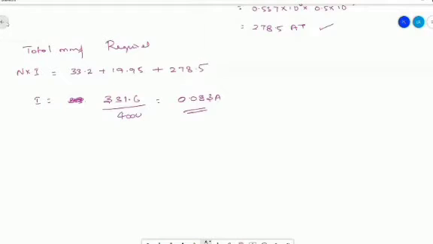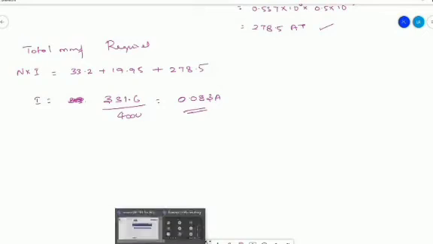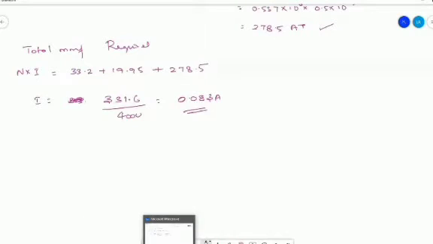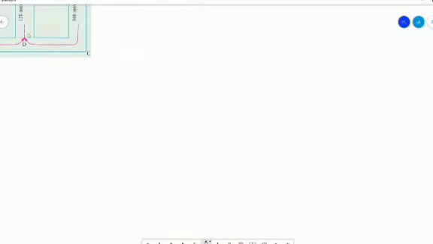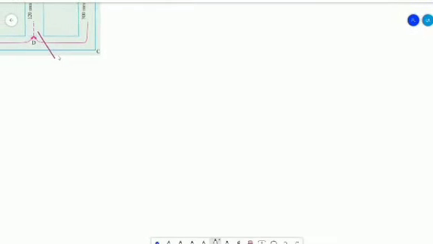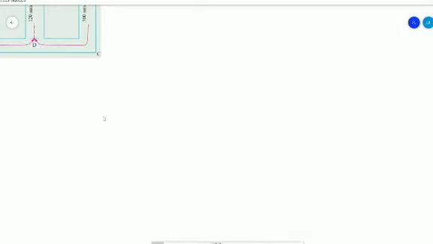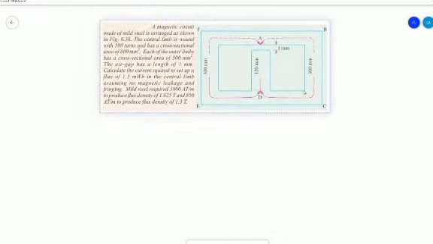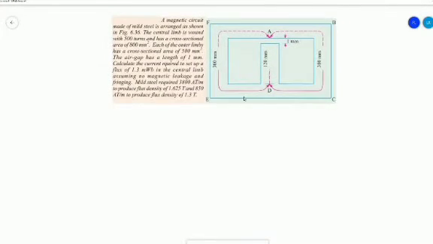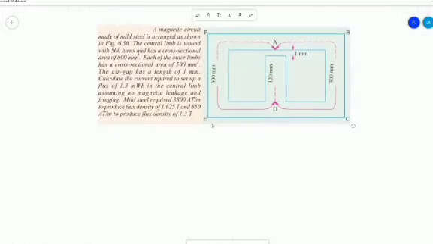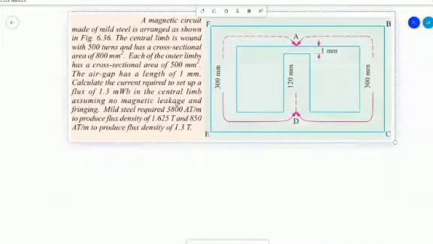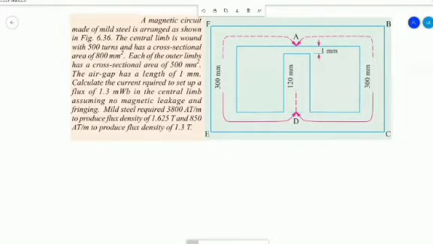So let us solve one more problem, two more problems before we wind up. This class, before we started solving problems, I discussed the theory portion of this. A very similar magnetic circuit I have discussed. Okay, so I hope the text in the question is clear at your end. So here is the question.